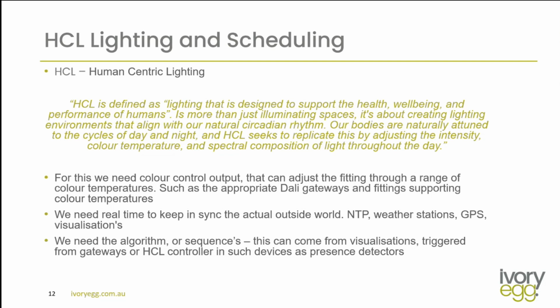What do we need for human-centric lighting? Well, we need a color control output. So we need something that can adjust those fittings through the color ranges. Okay, but we also need fittings that support those color temperatures. So we need special fittings that can support the color ranges, and they go from cool up to warm, and we need something to control that. Okay, now these are not mutually exclusive. They may be all together in a device, they may be separate, but these are the basis of what we need to consider when we're looking at human-centric lighting.